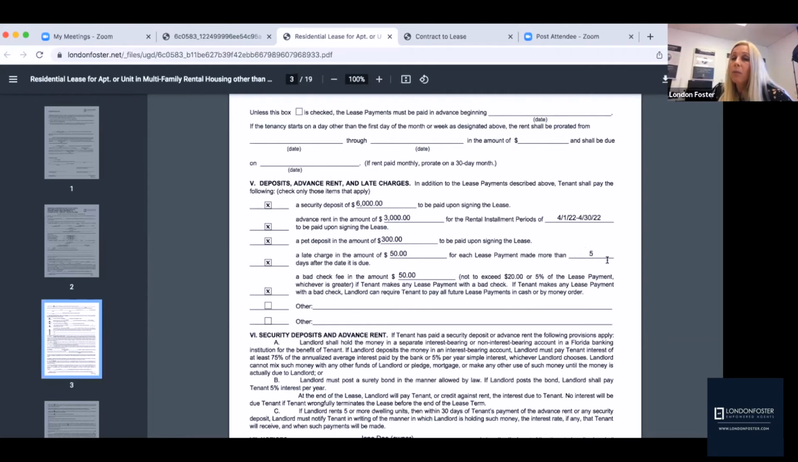I wouldn't give less than 5 days. You might want to give more, but basically with 5 days, they should be able to make it even if the banks are closed. Because remember, on legal holidays, bank holidays, the banks are closed and some of those transactions may not be able to be made if they're paying electronically.